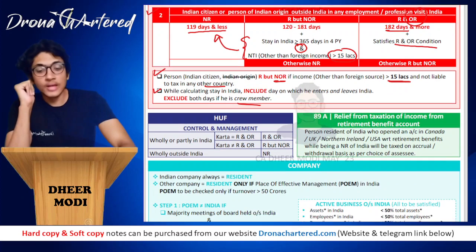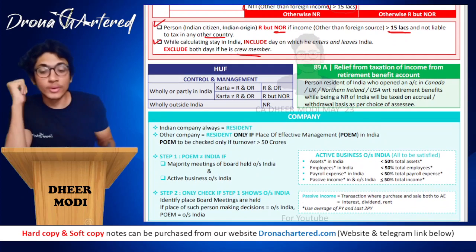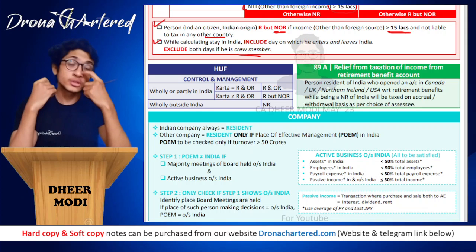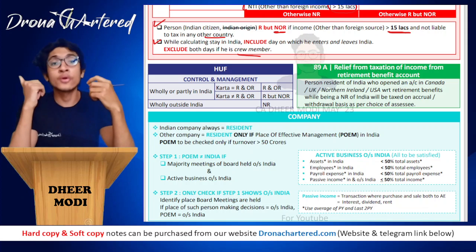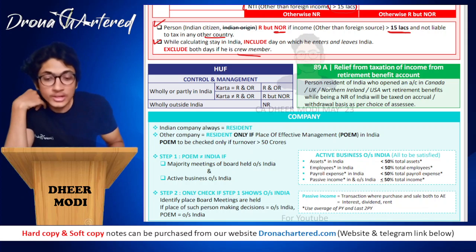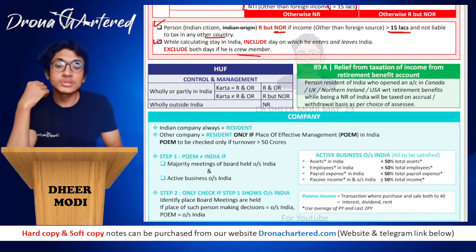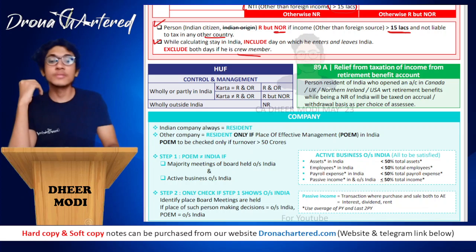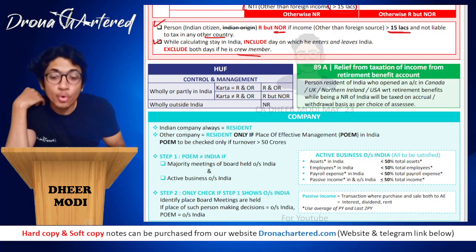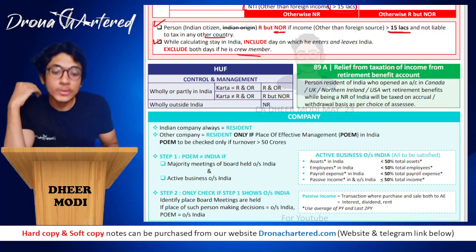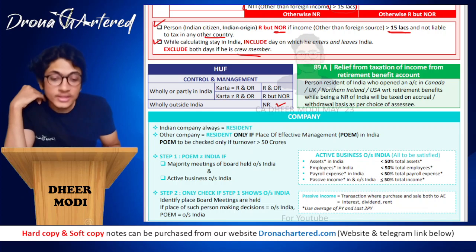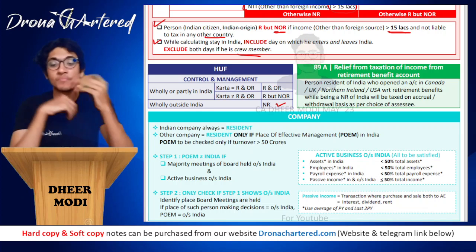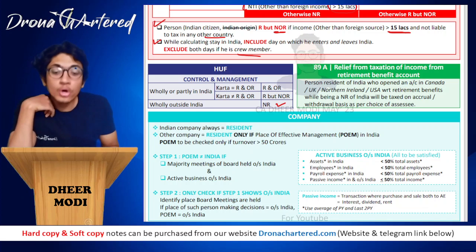Okay. Next is how do you find the status for HUF? So how do you find for HUF whether it is a resident and ordinary resident? It is a small table. For HUF you have to check the control and management. If the control and management is wholly outside India, it is a very easy case. It is a non-resident.